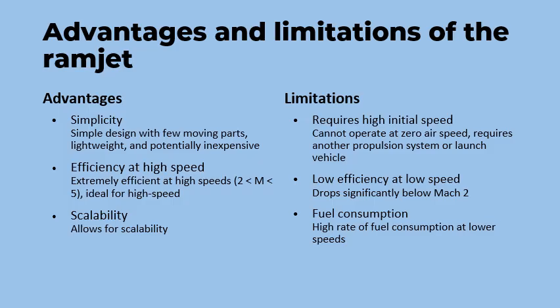Now we talk about its limitations. Ramjets need to move at high speeds, usually well into their supersonic range, to compress air and operate efficiently. They cannot operate at zero airspeed, requiring them to be accompanied by another propulsion system or a launch vehicle. They are also not efficient at speeds under Mach 2, where they tend to consume fuel at a very high rate.